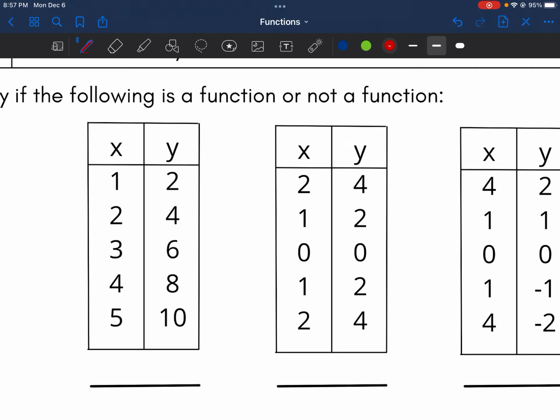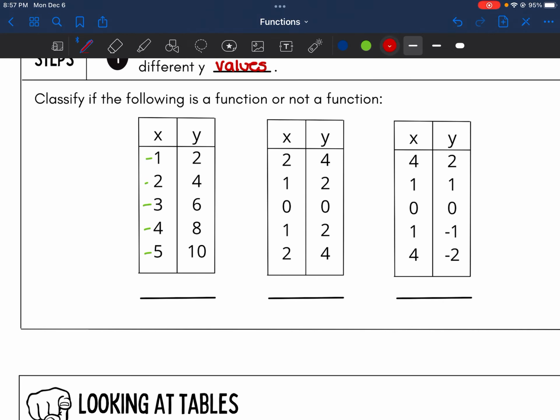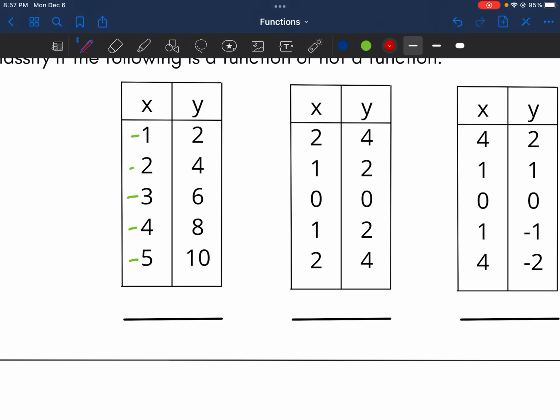Let's look at this first example. I'm going to go through the numbers on my x and make sure that none of them repeat. So let's see, right here I have a 1, a 2, a 3, a 4, and a 5. I don't see any repeating x's, so that means that none of them are cheating. So we're going to write right here, it is faithful, so therefore it is a function.